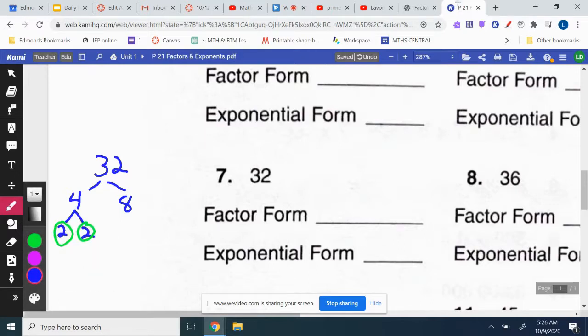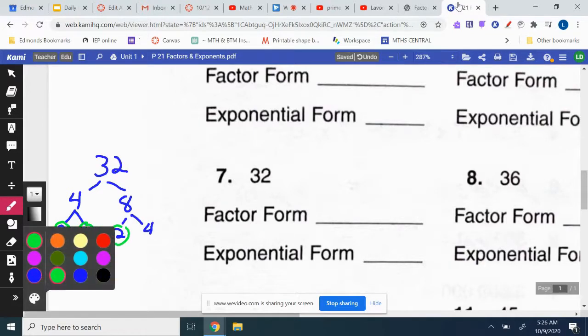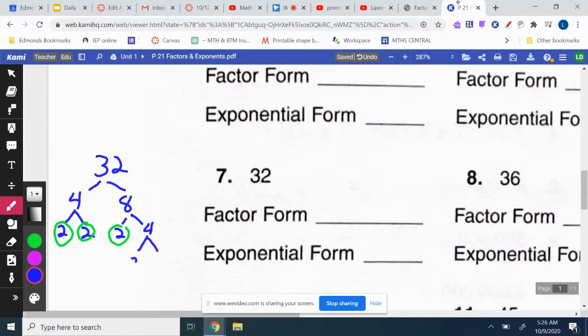And I know 8 breaks down to 2 and 4. So I'm going to circle this 2. That 4 is still not prime, so I got to break that down even further. So 4 breaks down into 2 and 2. So I'm going to circle those 2's. It's a lot of 2's.